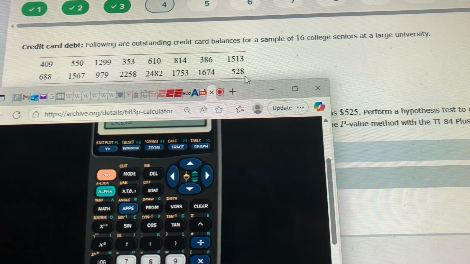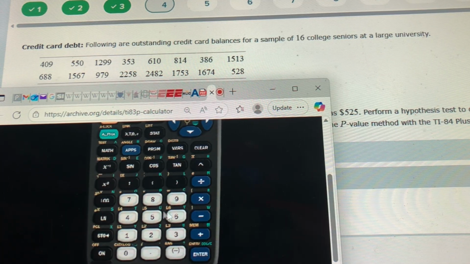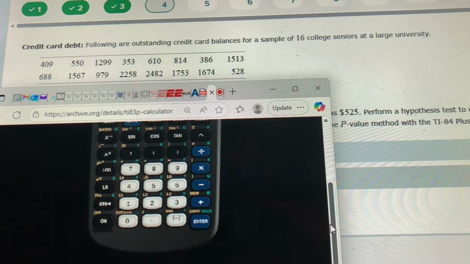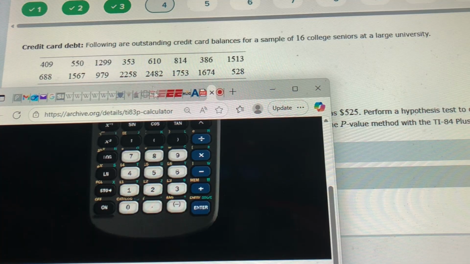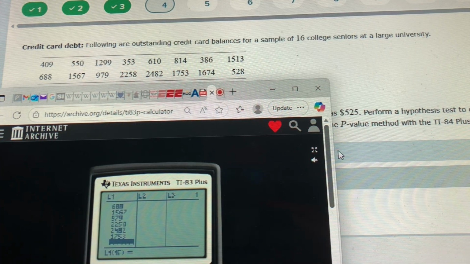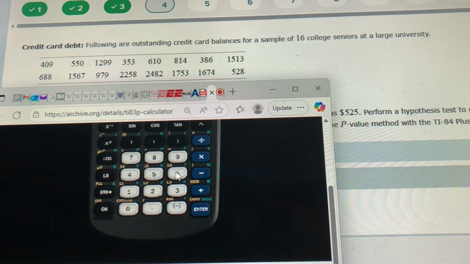So even though there's 2 rows, we're going to put all these into list 1. So keep going. 688, 1567, 979, 2258, 2482, 1753, and the last 2 are 1674, 528.